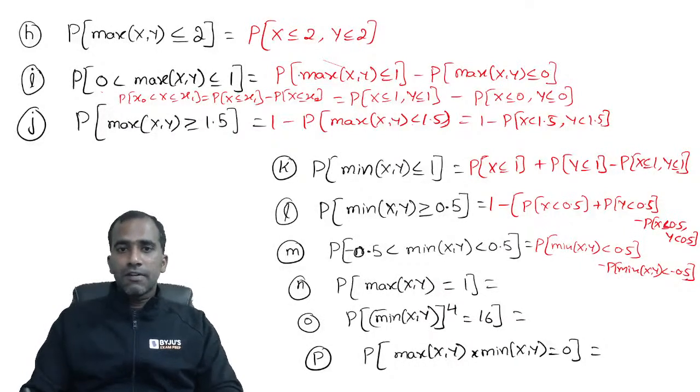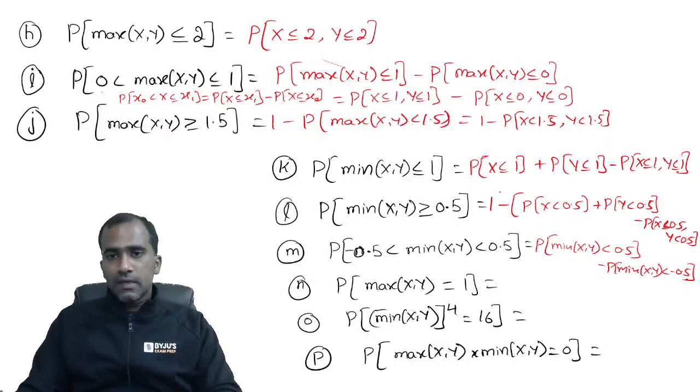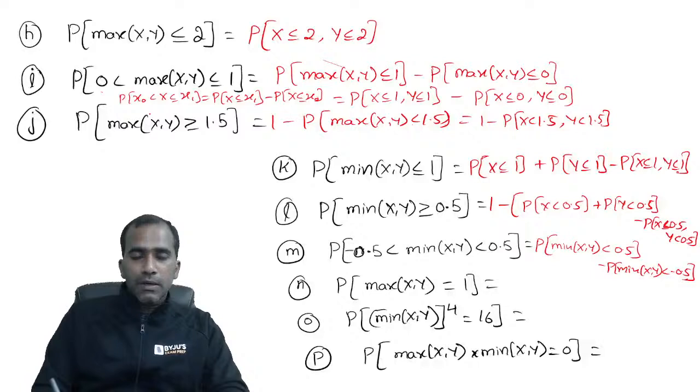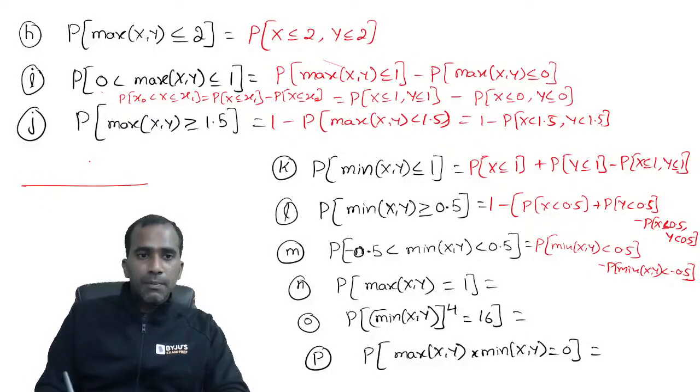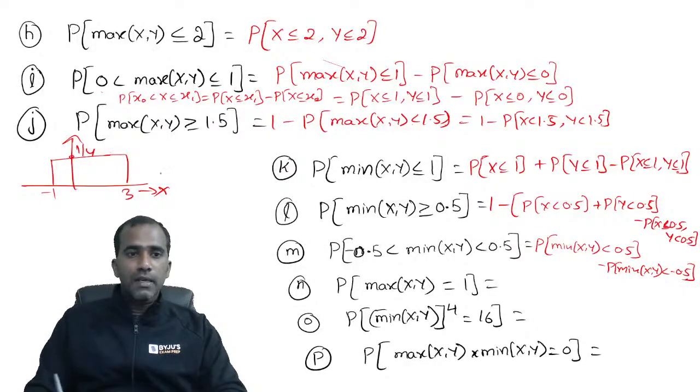Now let us find the final answers. We have written almost the solution, but only the numerical values we have to write. So let me plot the PDF of x and y here. The given information is that x and y have the same PDF, which is uniform, taking values from -1 to +3. Height is 1 by 4. This is how the PDF of x and y looks like. X and y both have the same PDFs.